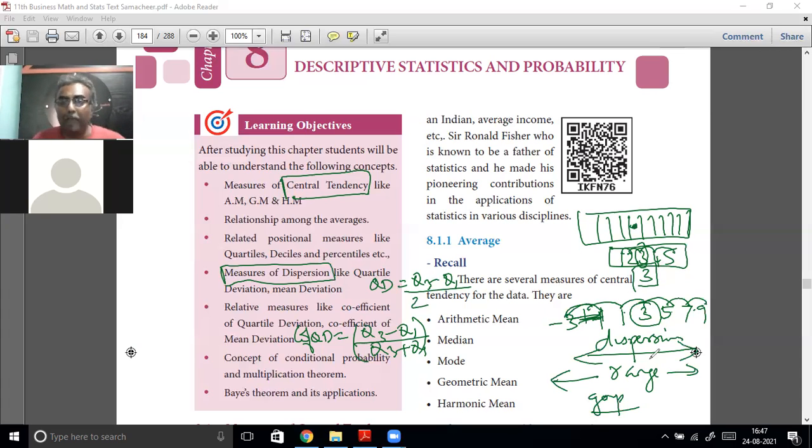Okay. Where the data is centered, that is the measure of central tendency. That is the difference. So you need both. Only if you have both, you will get a correct idea of the data. Only having a measure of central tendency will not give you that. So you need both measures of dispersion and measures of central tendency. That is the thing.